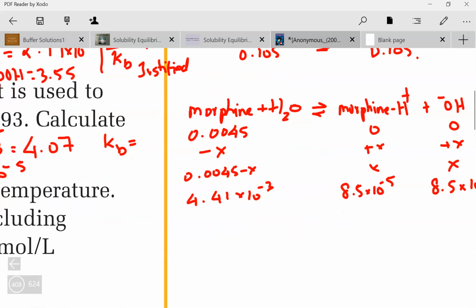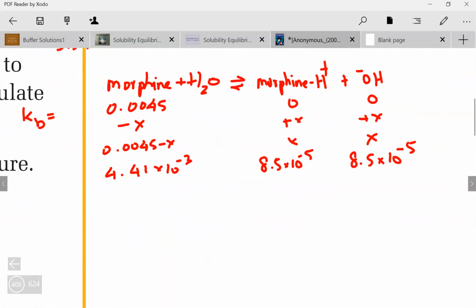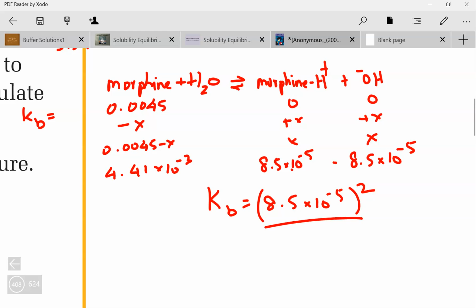Okay. Now my Kb, I do 8.5 times 10 to the power of negative 5 squared, so this times this divided by 4.41 times 10 to the power of negative 3, which is 8.5 times 10 to the power of negative 5 squared divided by answer.